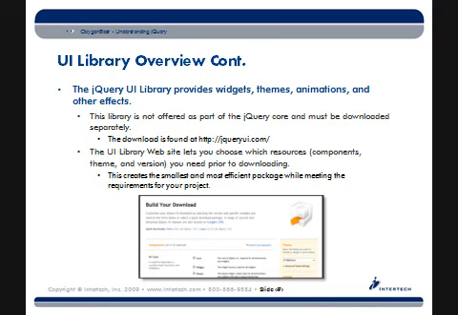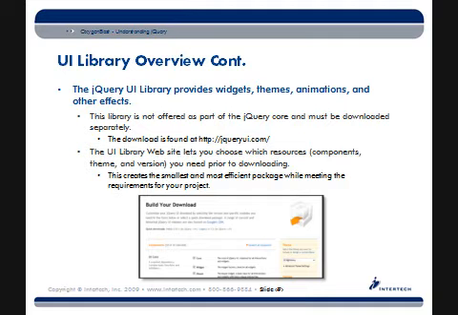The UI library that they provide will have widgets, it'll have themes, animations, and other effects. This library is not part of that jQuery core. So what we saw at the beginning of this presentation, you're not going to have these available to you. You will need to do an additional download. So whenever you want to grab these, you go to jQueryUI.com. And you'll see a screen that's very similar to what you see in the screenshot below. And it asks you, hey, what do you need from me? What should you build? The reason it's asking you to build your download is so it can provide you with the smallest deliverable possible.